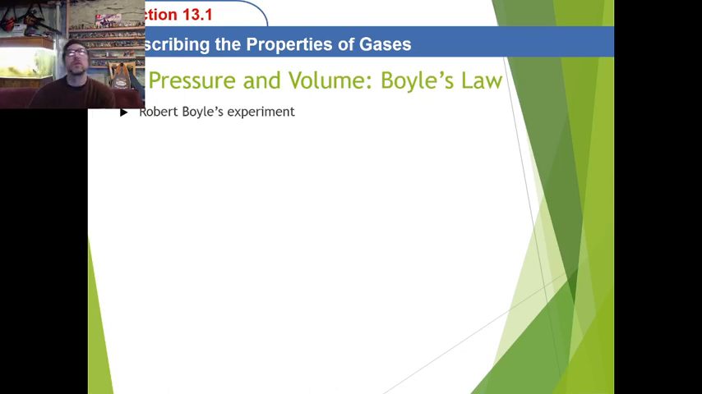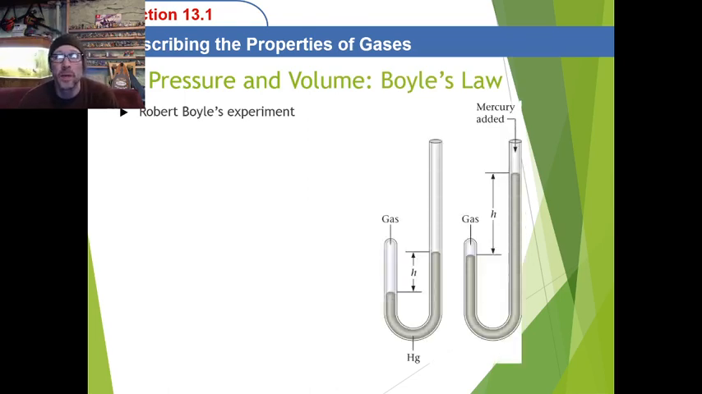Pressure and volume, this is one of our first relationships we're going to talk about, and this is Robert Boyle's experiment. He was measuring gases here, and then he'd add mercury. And so he's describing what happens to the volume of this gas when I increase the pressure on it by adding in some mercury. And what did he find out? Well, he found out when you increase the pressure, the gas shrinks, the volume gets less.